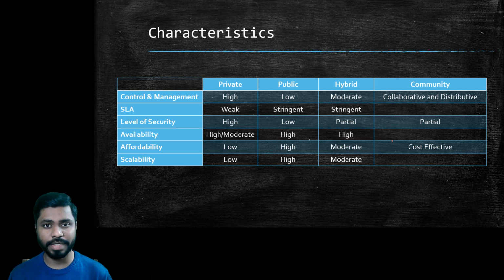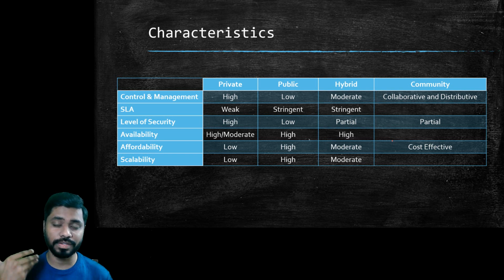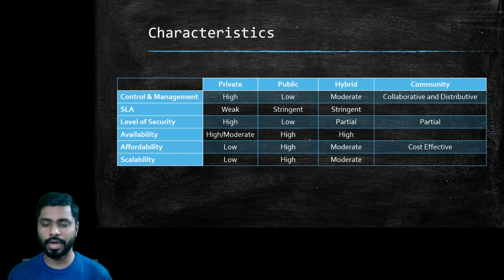From the availability perspective, in private, we wrote high to moderate, because control is within you, so you maintain it and it is available to the users. Sometimes there is a chance that it might go far below, so it will become moderate. For public, as it is a service provider, and especially since the service level agreement is stronger with the service provider, you will have high availability. And in hybrid, as you have both private and public, the best will be high.